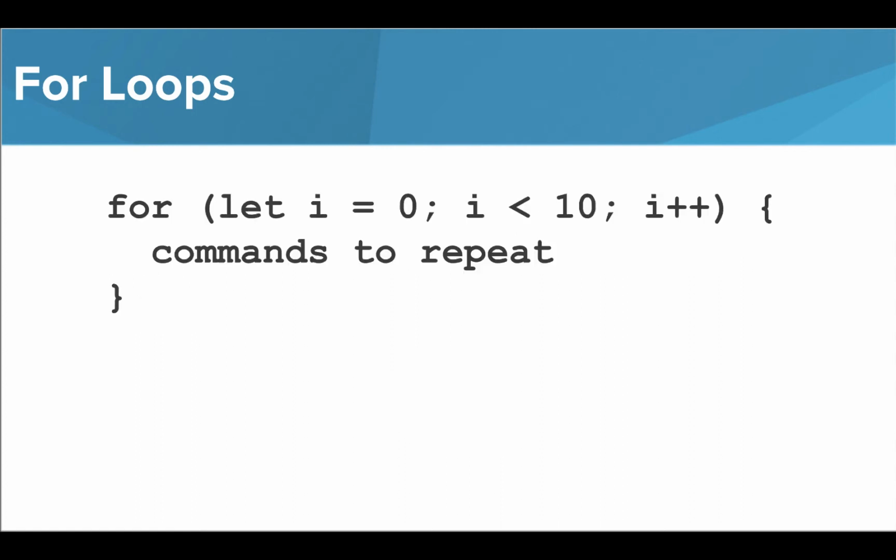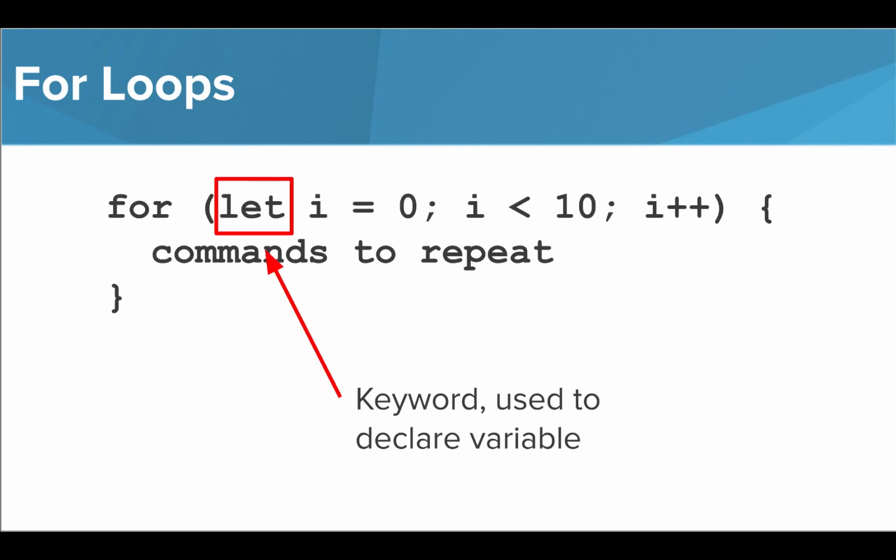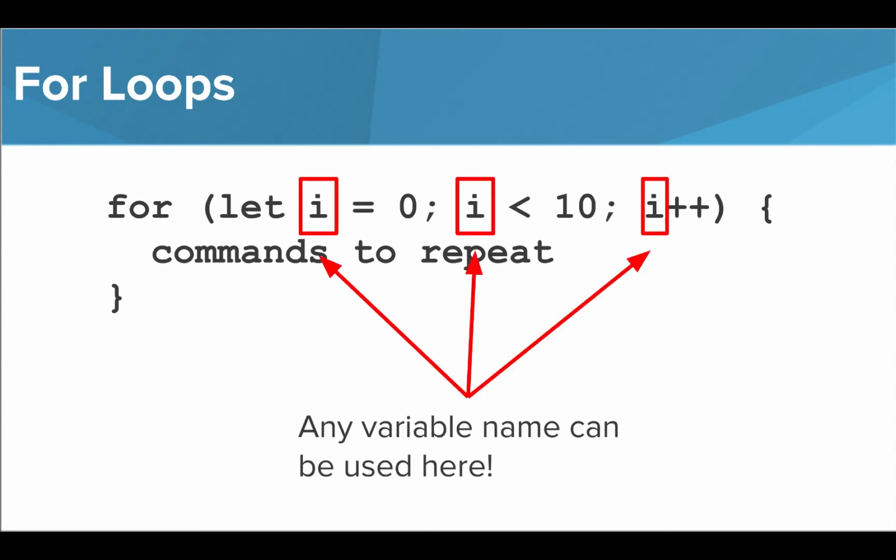Let's explain this a bit. First, we need to start with the keyword for written in lowercase letters. Inside parentheses, we need to use the word let because we are declaring the variable that will count through our for loop iterations. We can see that variable here. Usually we use i as the variable name here, but anything can be used.